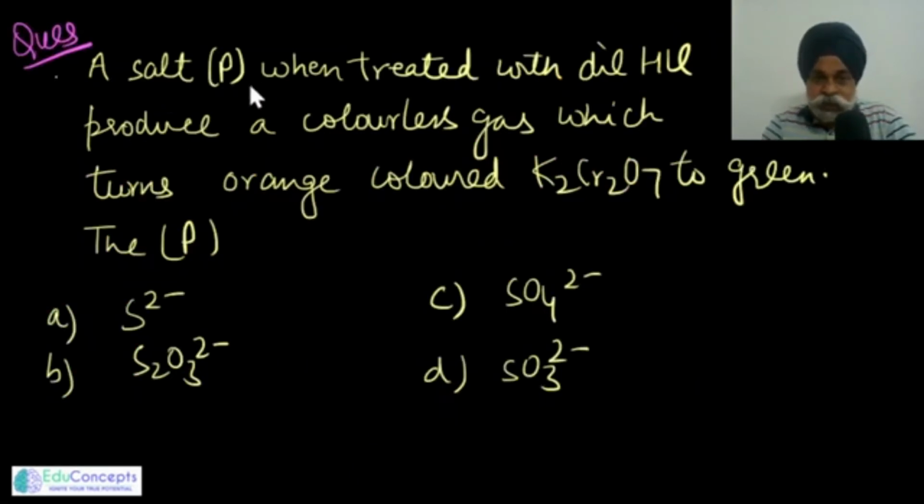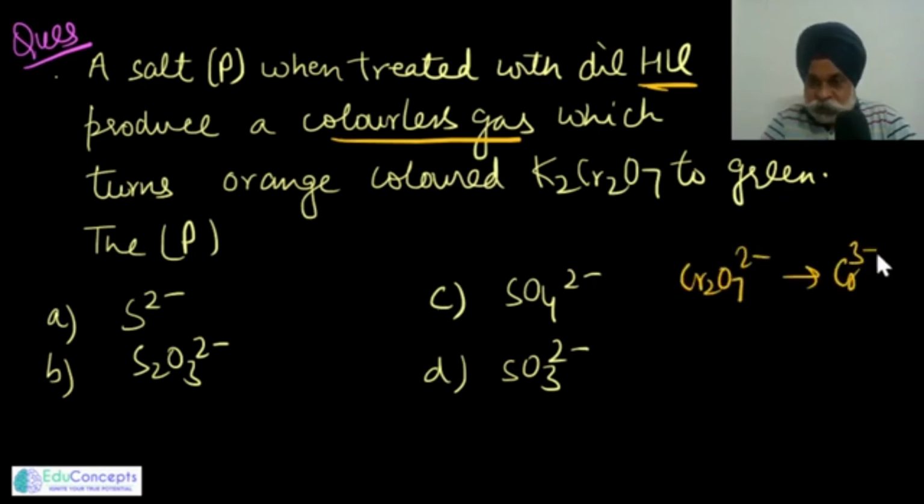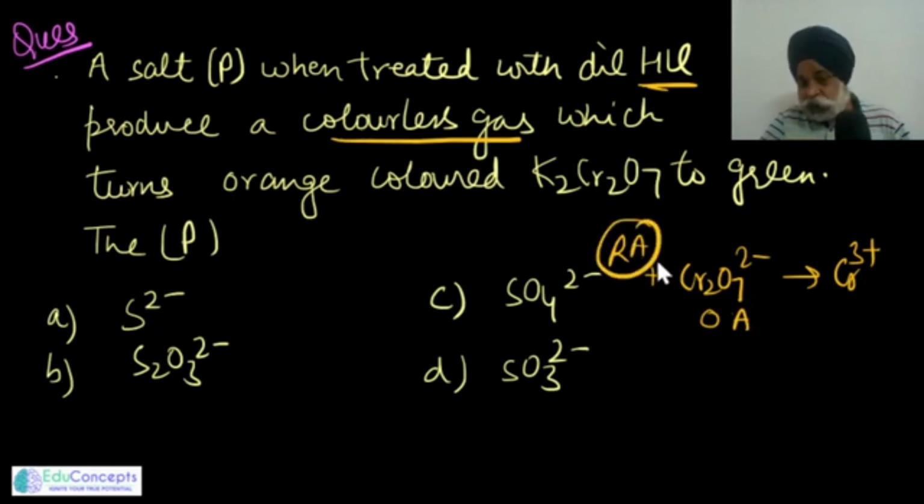There is a salt P which, when treated with dilute HCl, produces a colorless gas which turns orange colored dichromate to green. So this seems easy, because dichromate, if you want to change it into chromium 3 positive, that is green, it is an oxidizing agent, so there must be some gas which would be reducing in nature, any gas which can act as a reducing agent.